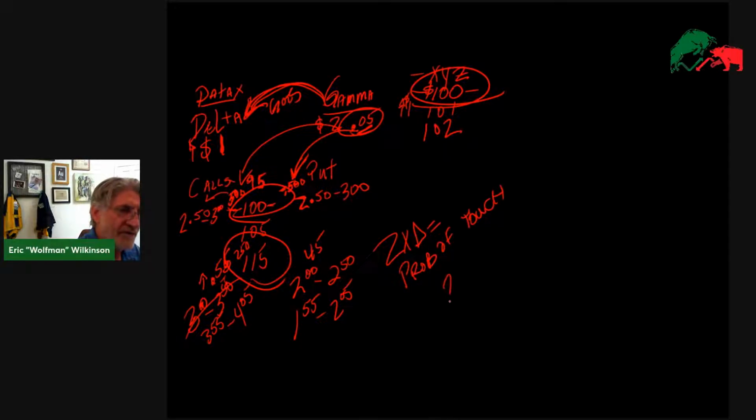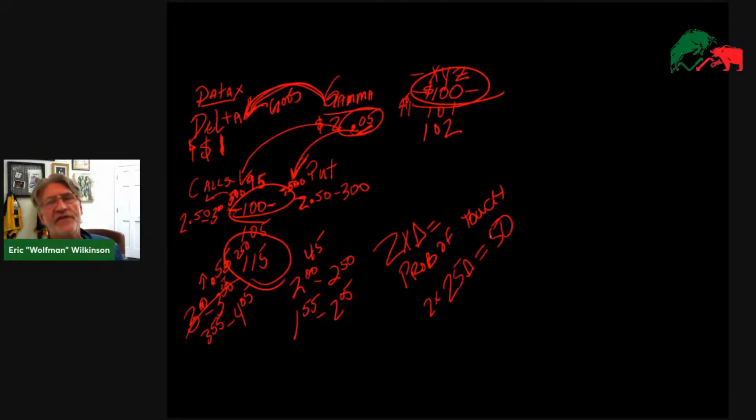So a 25 delta, right? 2 times the delta equals 50. So a 25 delta during the life of this option has a 50% probability of trading that strike just one time. Like if I'm talking about this 115 call, it's a 25 delta. During the life of this option, I've got a 50% probability I will see XYZ trade 115 at least one time.